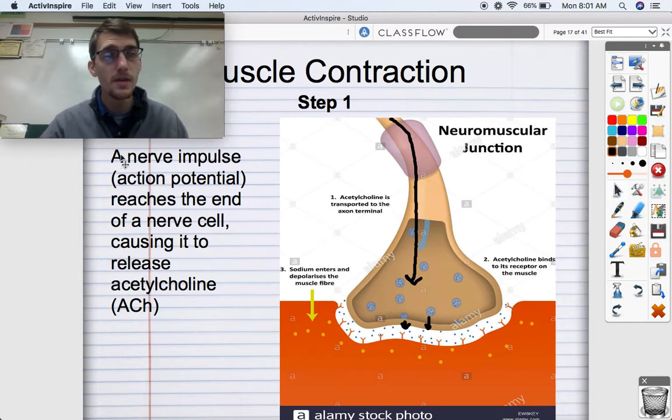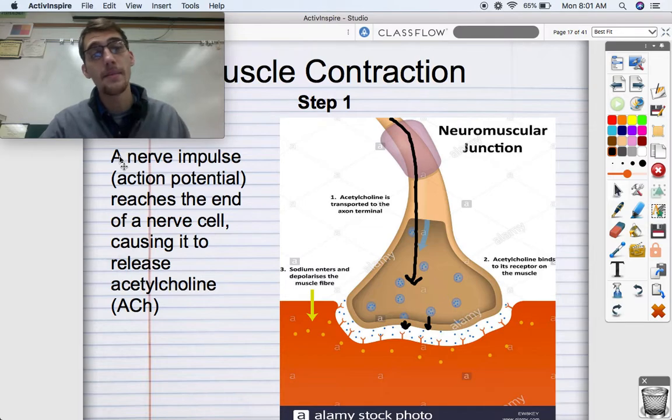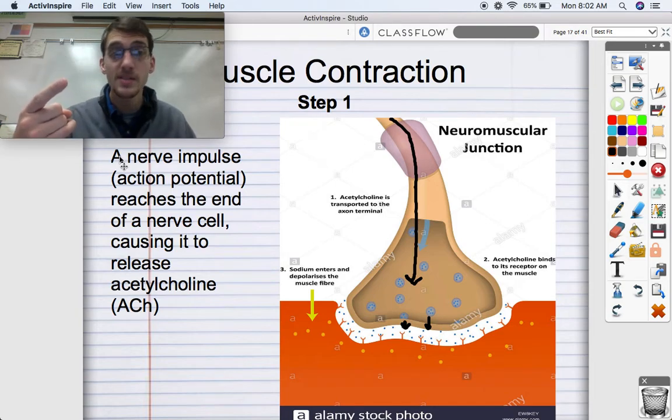So a nerve impulse, because nerves communicate with each other through electrical impulses called action potentials, which is a topic that we get into next semester, reaches the end of a nerve cell and causes it to release a compound called acetylcholine, ACH. Acetylcholine is what we call a neurotransmitter, meaning that it's taking a message from a neuron to another cell, whether that be a neuron or, in this case, a muscle cell.